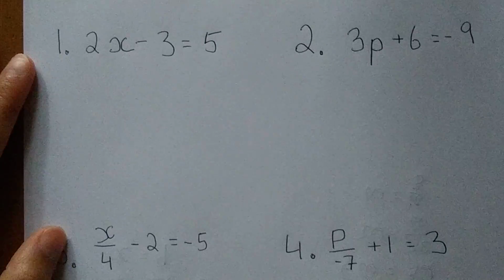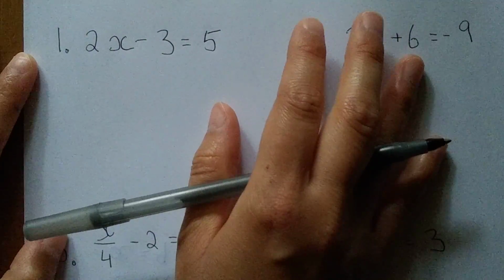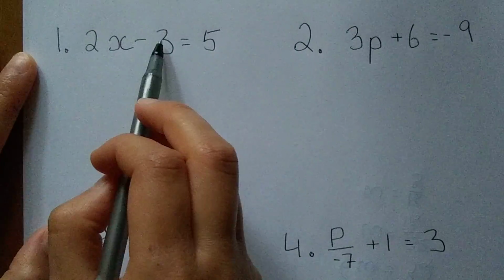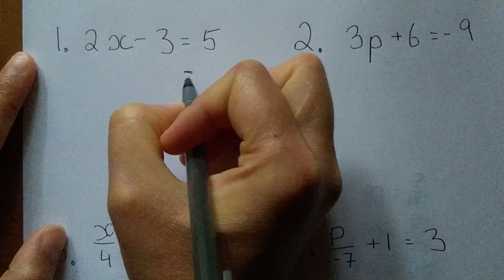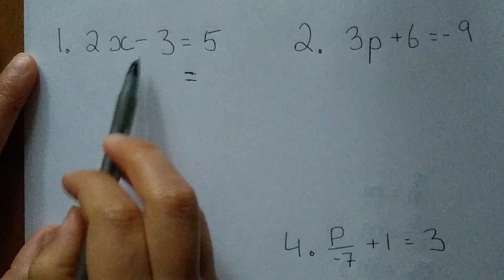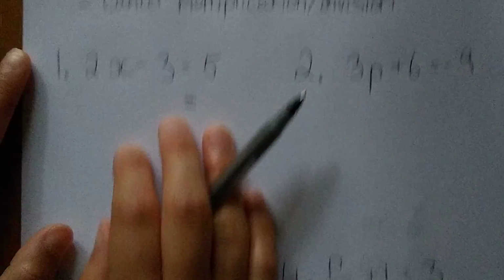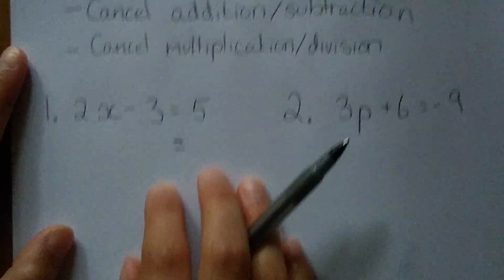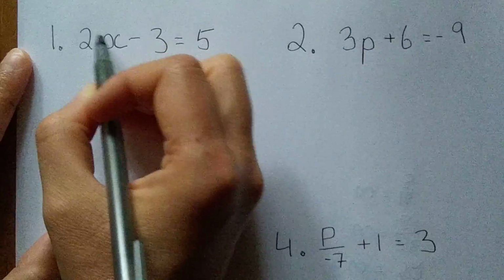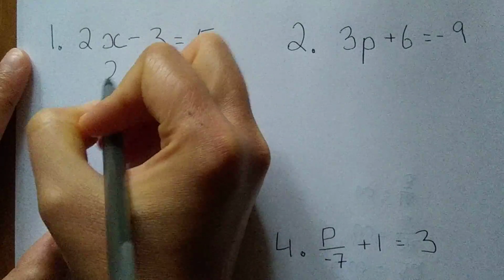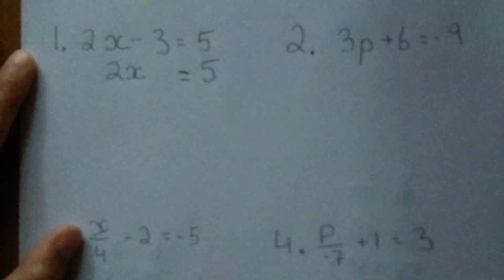So if you look here, the 5 is already on the right side, so that's fine. We don't need to do anything with that. But the 2 and the negative 3, we need to move over to the right side of this equal sign so that the x is on its own. So we don't do them at the same time, we do it in a couple of steps. We want to cancel the addition or subtraction step first. So that means we're going to cancel this minus 3. We don't cancel the 2 yet, we just write that. But the minus 3 we're going to move over to go with the 5.